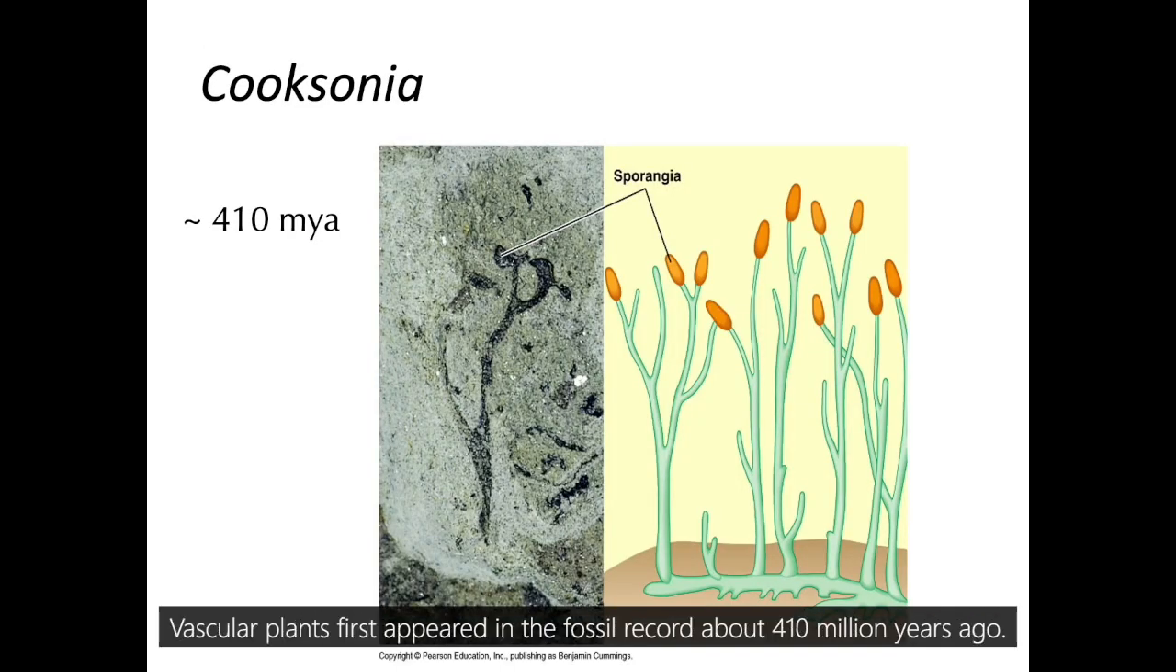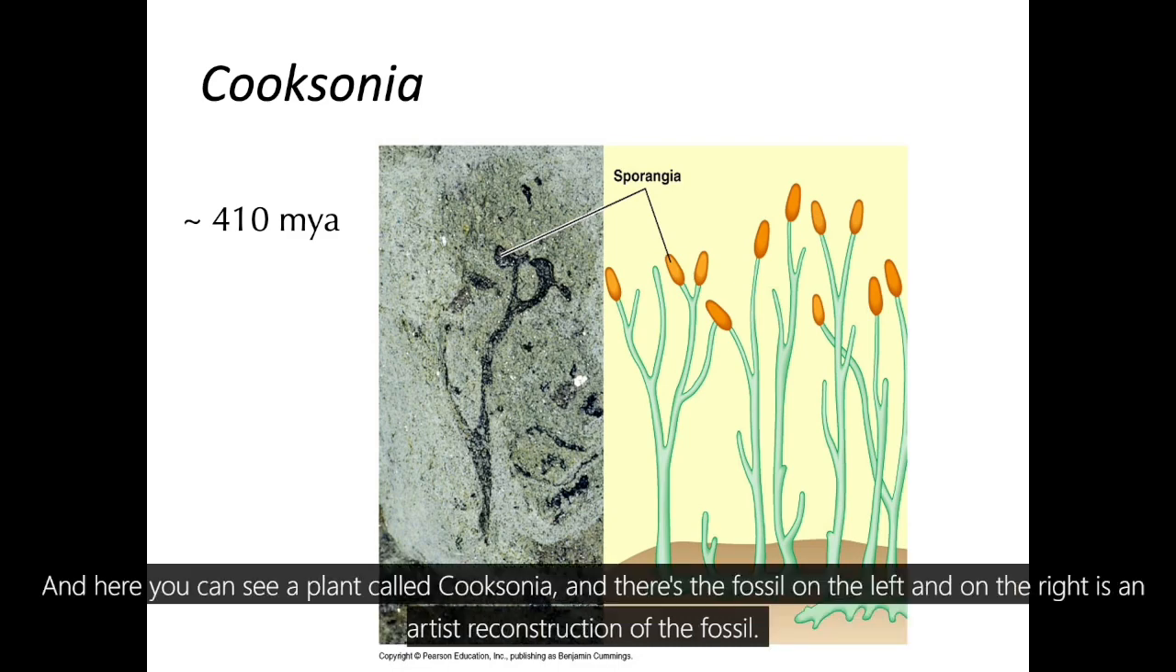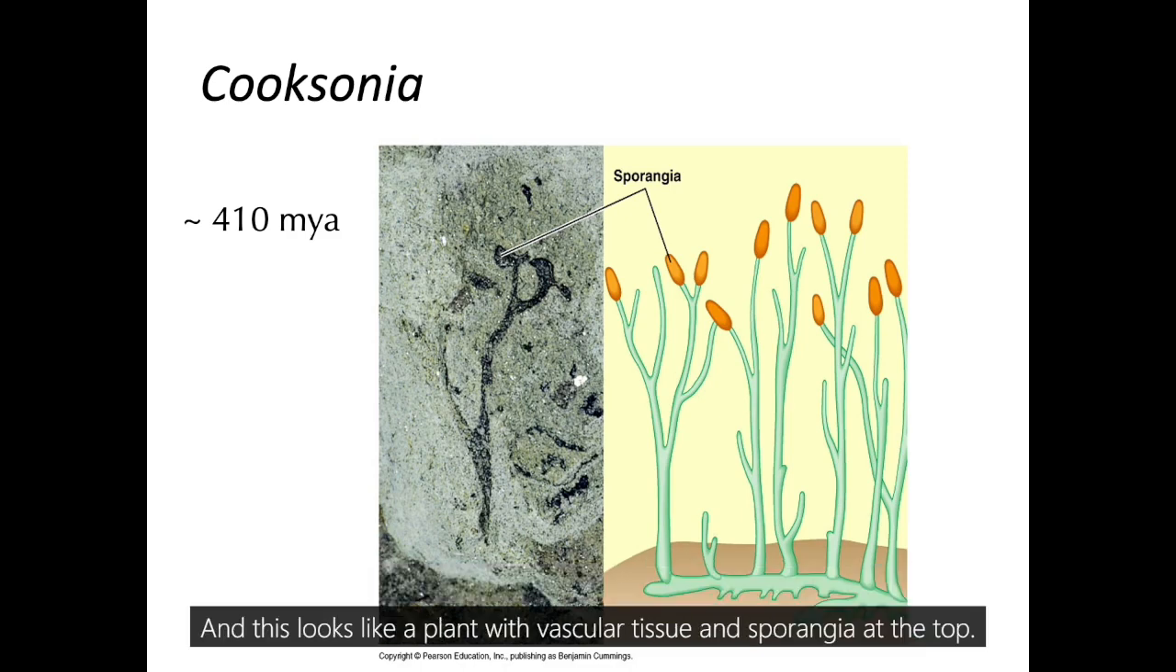Vascular plants first appeared in the fossil record about 410 million years ago. And here you can see a plant called Cooksonia, and there's the fossil on the left, and on the right is an artist reconstruction of the fossil, and this looks like a plant with vascular tissue and sporangia at the top.